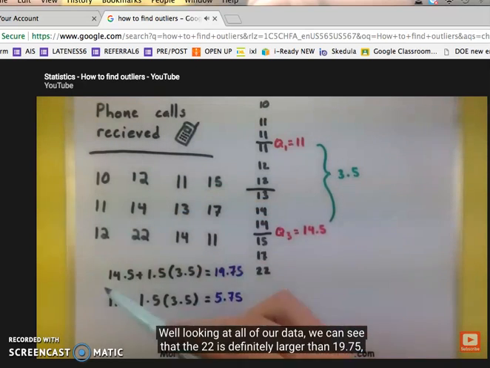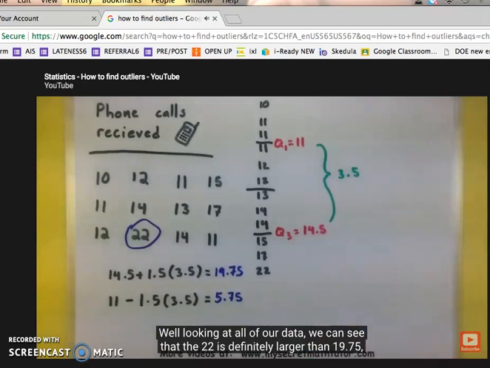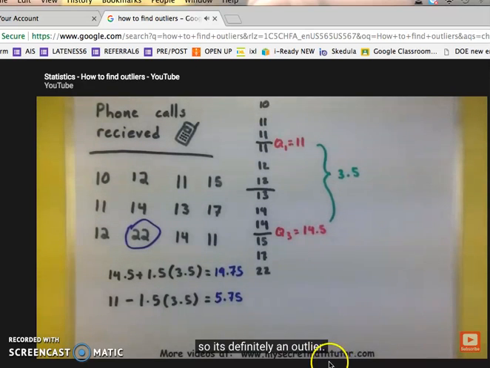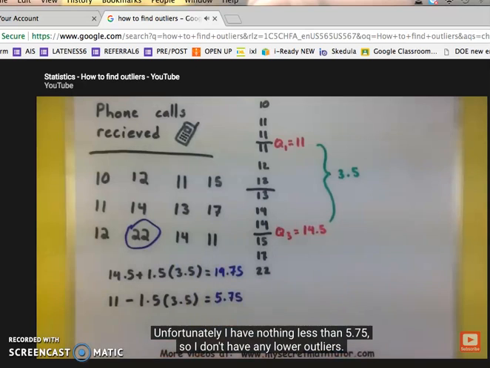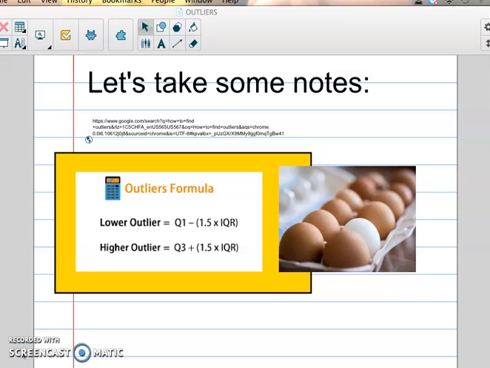Well, looking at all of our data, we can see that the 22 is definitely larger than 19.75, so it's definitely an outlier. Unfortunately, I have nothing less than 5.75, so I don't have any lower outliers. So this entire set of data only has one outlier, and it's just the 22. So I hope that the video we have watched helps us understand what an outlier is.